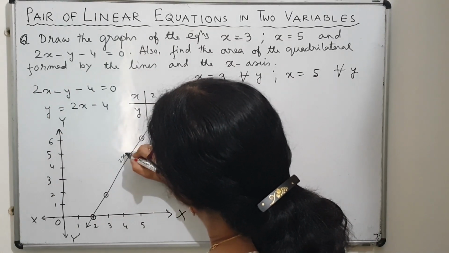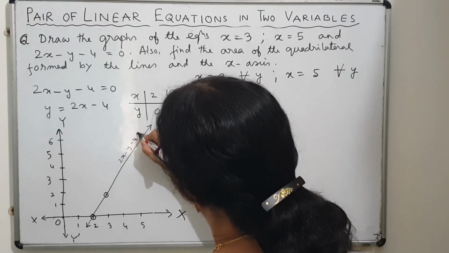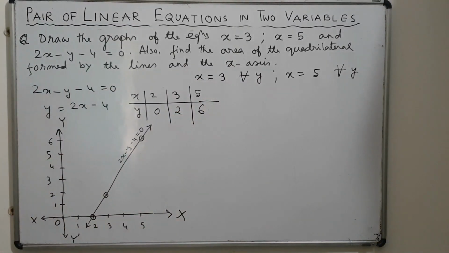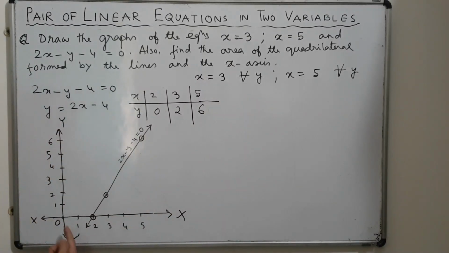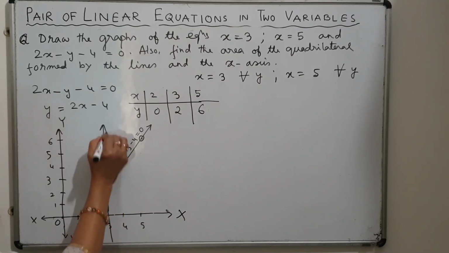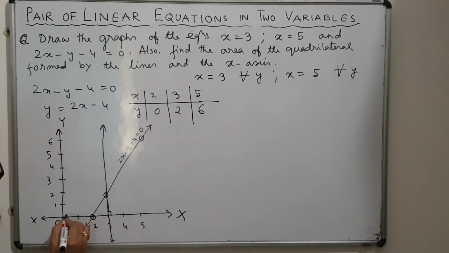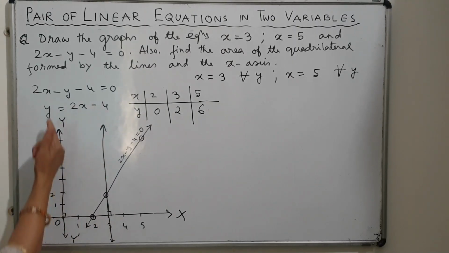Twice x minus y minus 4 is equal to 0. Next I have to plot x is equal to 3 for all values of y. That means for all values of y, x is 3. So it will be a vertical line through this. It will be a line parallel to the y-axis because x is constant, which is equal to 3. For all values of y, x is constant.